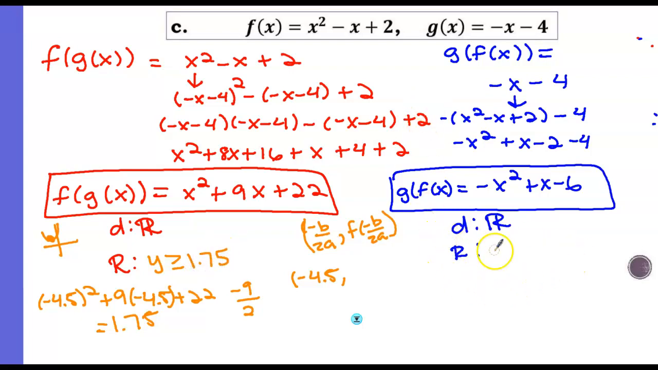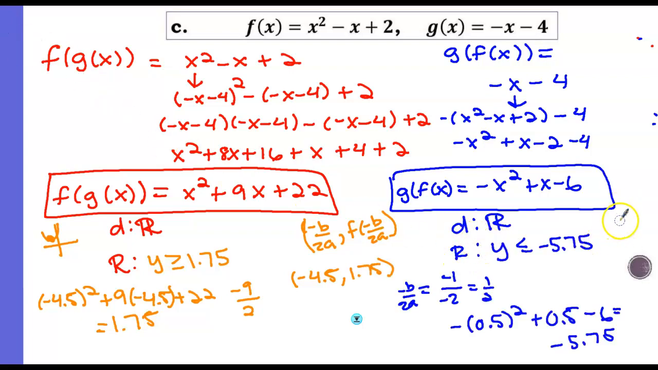I'm going to go ahead and do the same process, negative b over 2a, and plug it in to figure out the range on the blue one. All right, I noticed that this range is going to be upside down because a is negative, so I put y is less than or equal to negative 5.75.